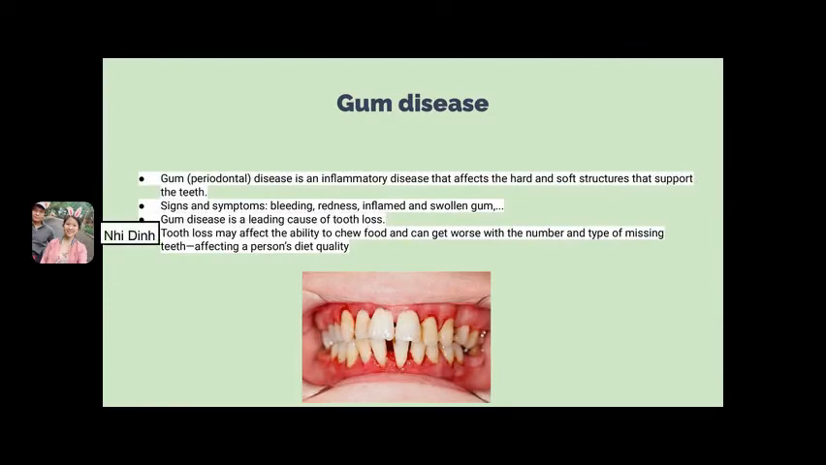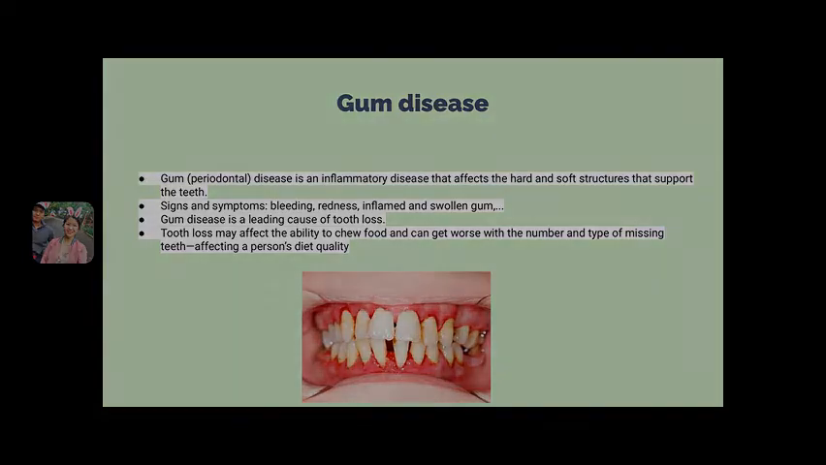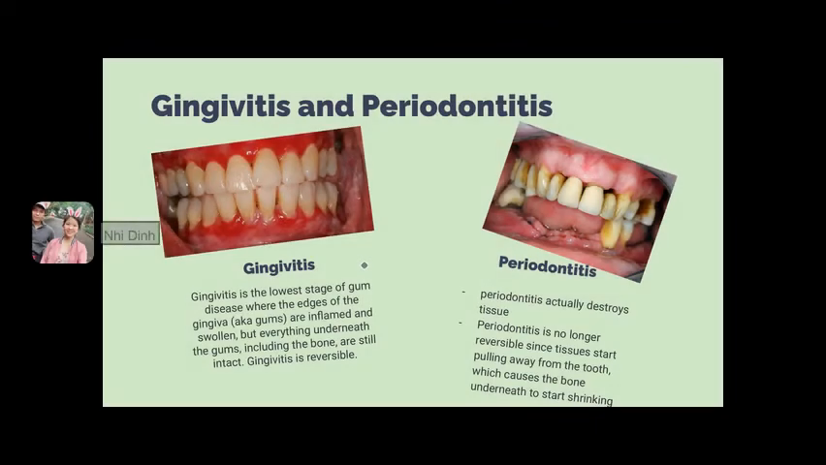The next one is gum disease. Gum disease is defined as an inflammatory disease that affects the hard and soft structures that support the teeth. Some signs and symptoms of gum disease are bleeding, redness, and inflamed or swollen gums. Gum disease is a leading cause of tooth loss. Tooth loss affects the ability to chew food, and it can get worse with the number and type of missing teeth, affecting a person's diet quality.